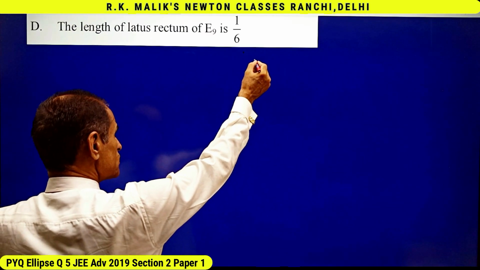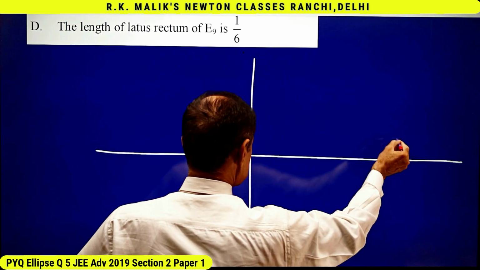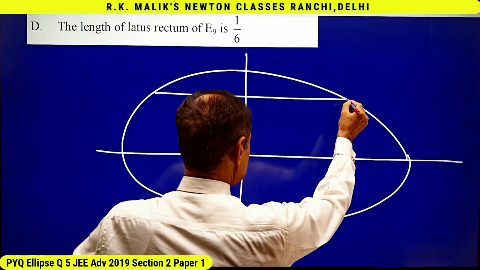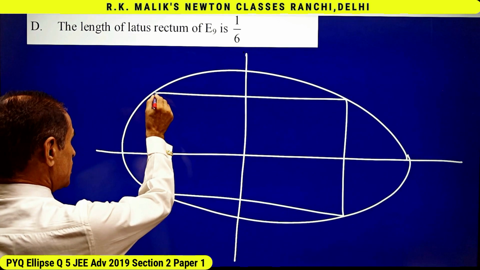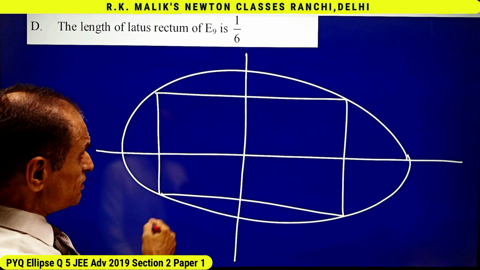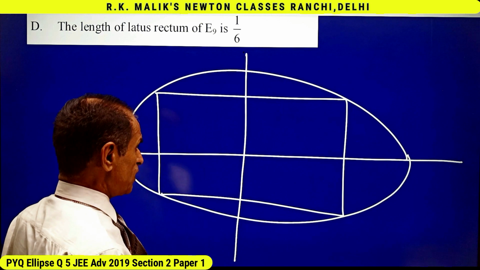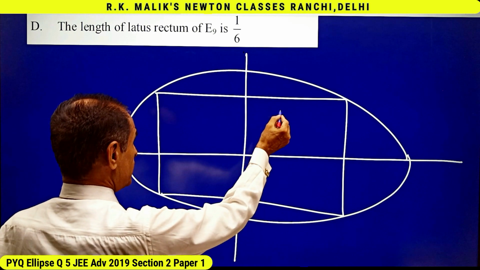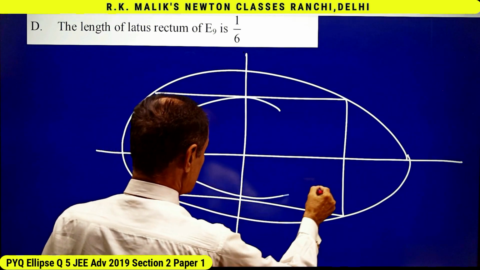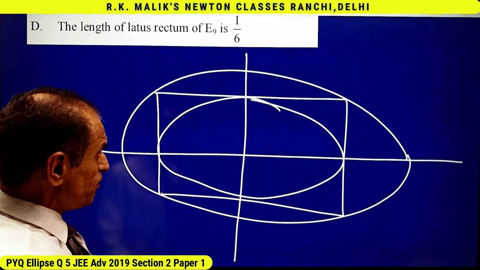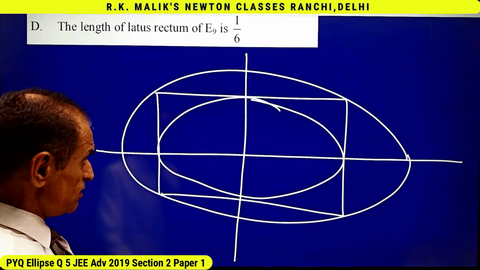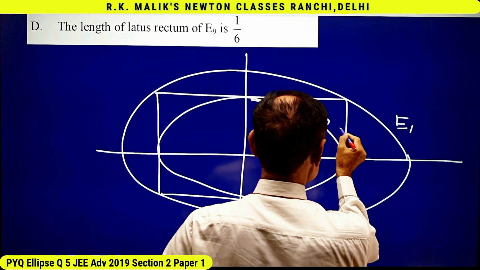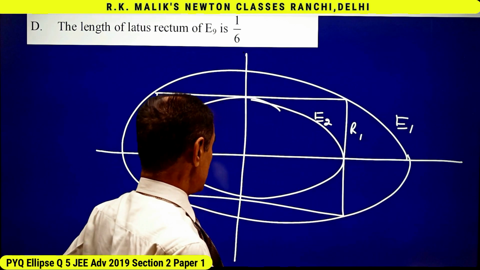According to the question, this is the ellipse and this is the rectangle inscribed in this ellipse whose sides are parallel to the axis. And then we again inscribe an ellipse of maximum area in this rectangle. The name of the first ellipse is E1, the name of this ellipse is E2, and the name of this rectangle is R1.